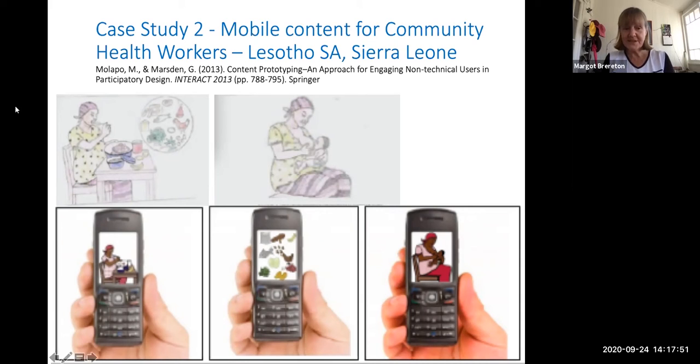But there was concern about getting the right messages out to the community, because the community health workers were illiterate and they were all using particular local languages. There was concern about whether the messages would be relayed out properly. So they designed, as you can see, this little phone app below.